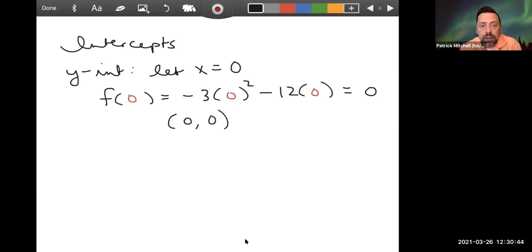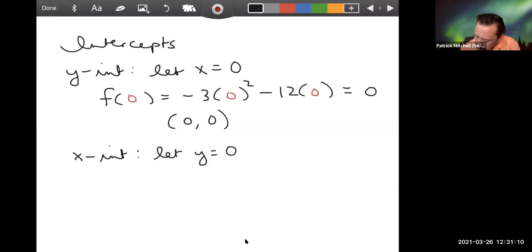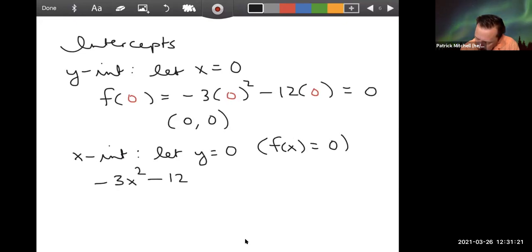(0, 0) is a very special point. It happens to be my favorite point. Whenever (0, 0) is a y-intercept, it also gets to be an x-intercept because it's also on the x-axis, right? However, there may be other x-intercepts. A parabola can have as many as 2 x-intercepts. So for the x-intercept, you set y equal to 0, which remember is the same thing as setting f of x equal to 0.